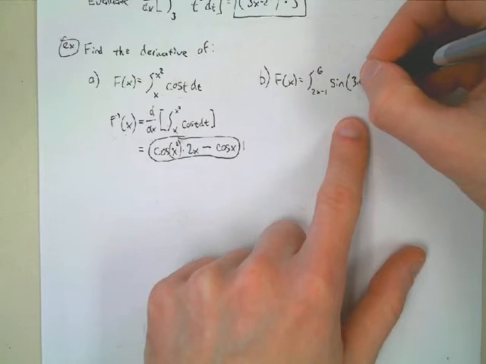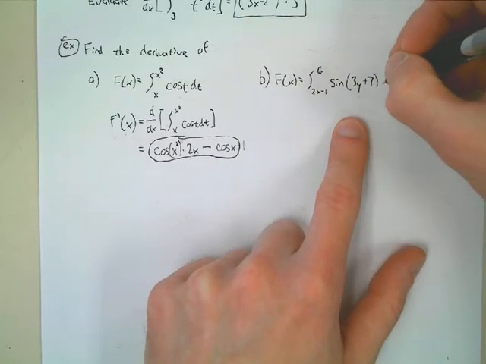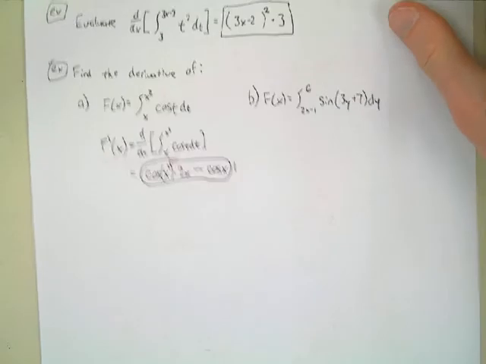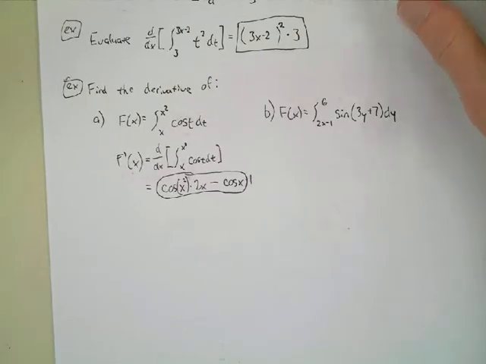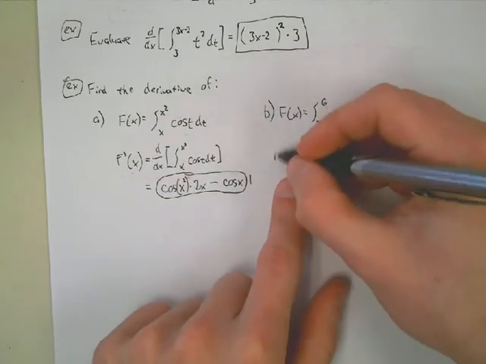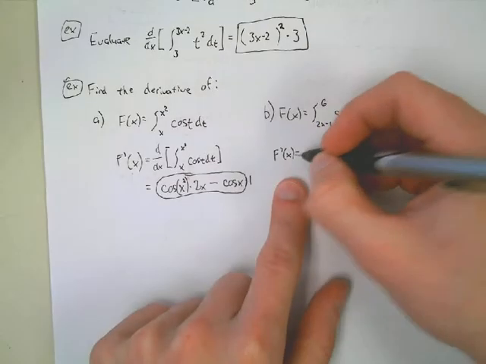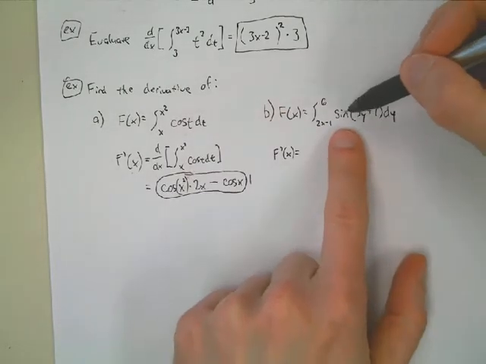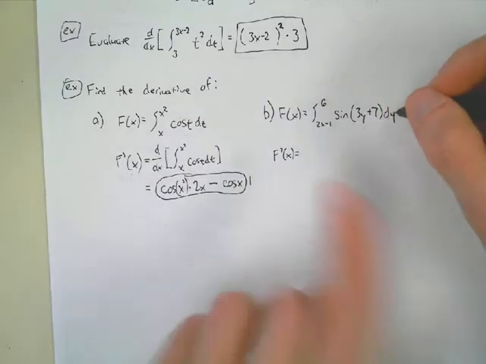Let me finish writing it out. Okay. And again, same directions. We want to find the derivative of this capital F of x, so we want to find capital F prime of x. All right, so we're going to take the derivative here, and this time I'm not going to write out the derivative with respect to x part. I'm just going to go ahead and do it.